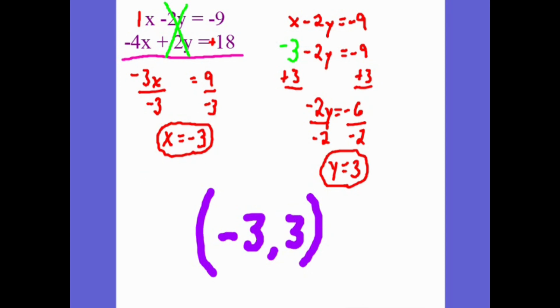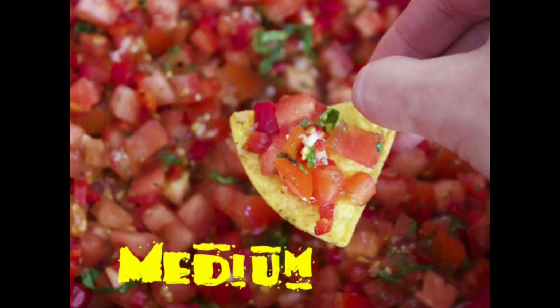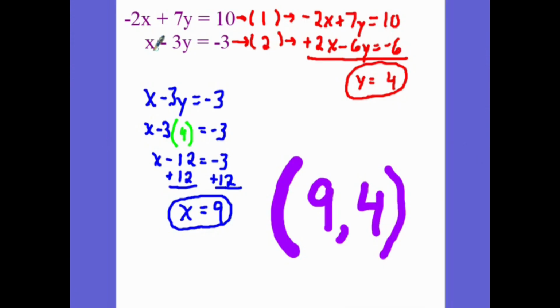We also had medium questions that look like this. This time, -2 and 1 and 7 minus 3, those do not eliminate. So we had to multiply one of the lines by some number in order to get something to eliminate. In this case, it was the x's. We made it so that 2 and -2 were there and they would cancel. You could also do the same with the y's. I showed you that trick as well.